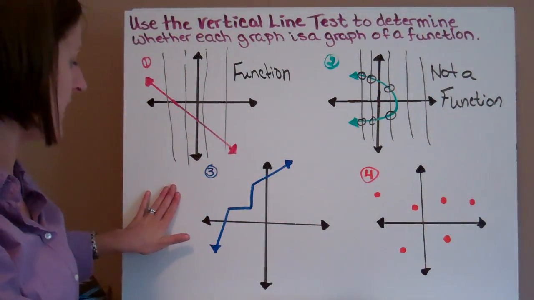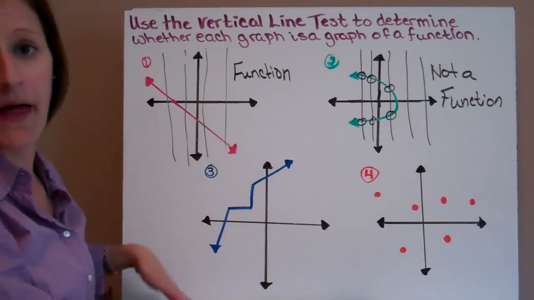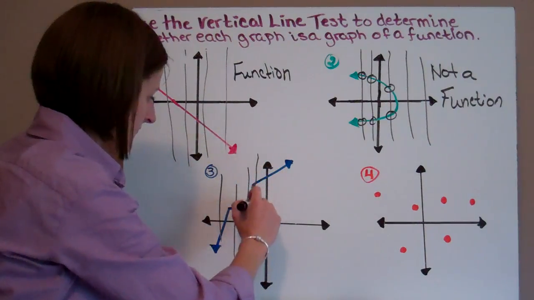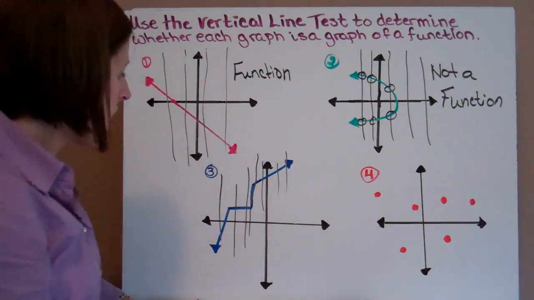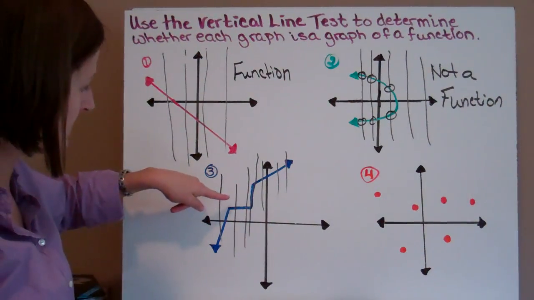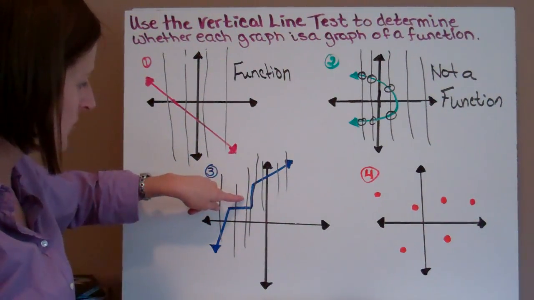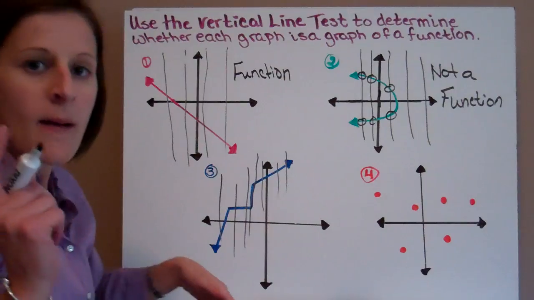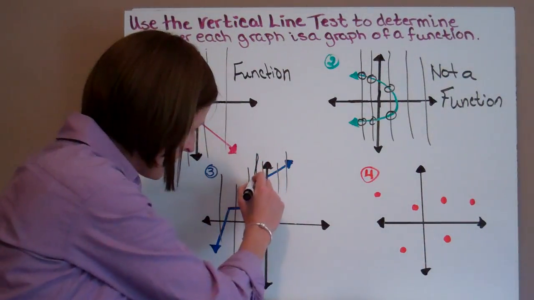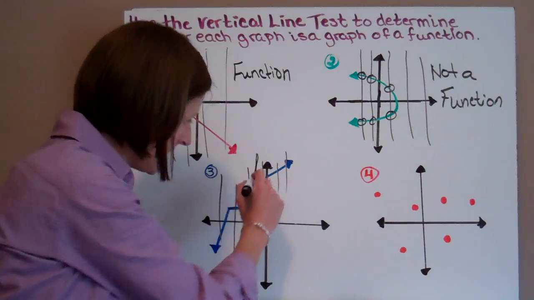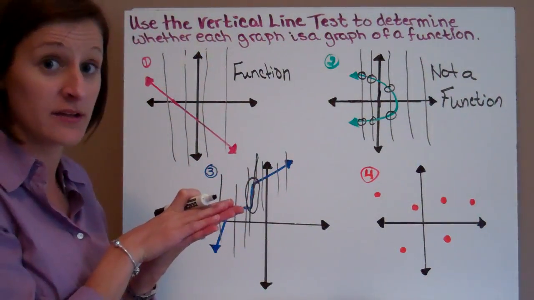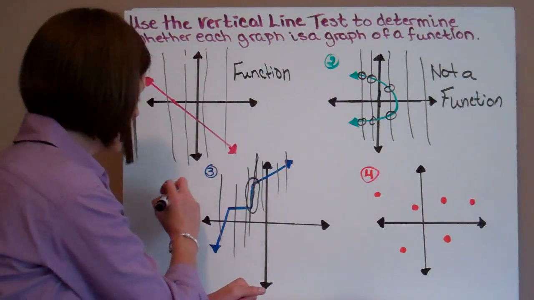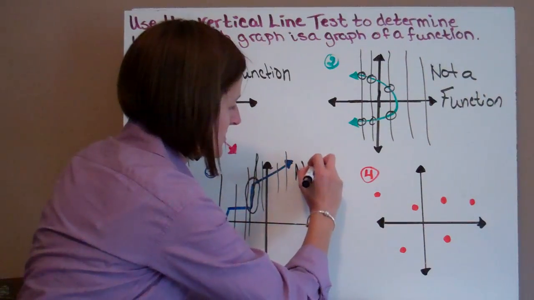Okay, let's look at number 3. Now, I've got this crazy looking line. Let's do vertical lines. Alright, well, it looks like that hits it once, that one hits it once, that one hits it once. Well, that one hits that whole line there. 1, 1, 1. But because this line right here goes through this entire point right there, basically lies flat on that line part, this is not going to be a function just because of that little spot. So this one is not a function.